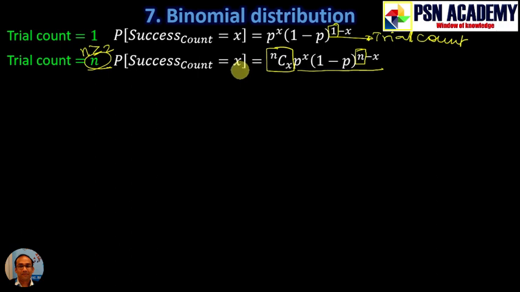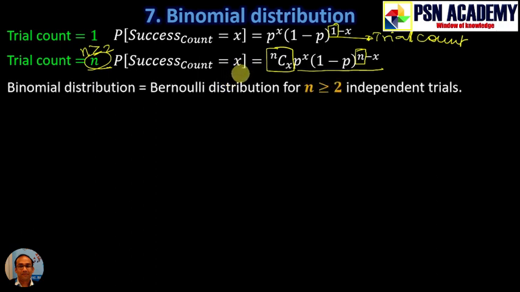Now, I will give you an example. Before that, just keep this in mind that binomial distribution is nothing but Bernoulli distribution for n greater than or equal to 2 independent trials. So, binomial distribution is based on 2 or more independent Bernoulli trials.